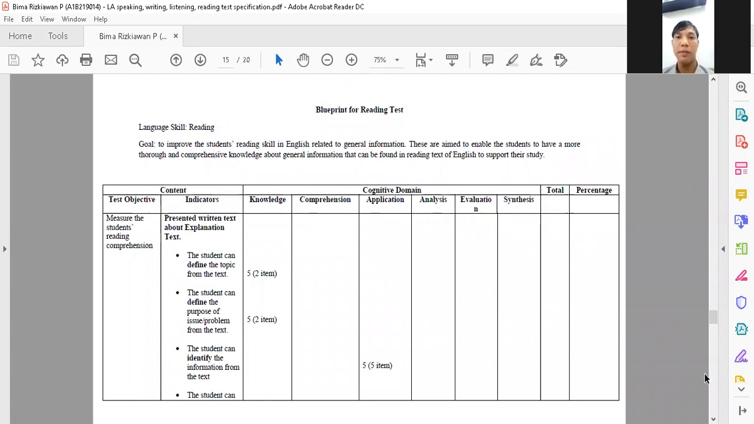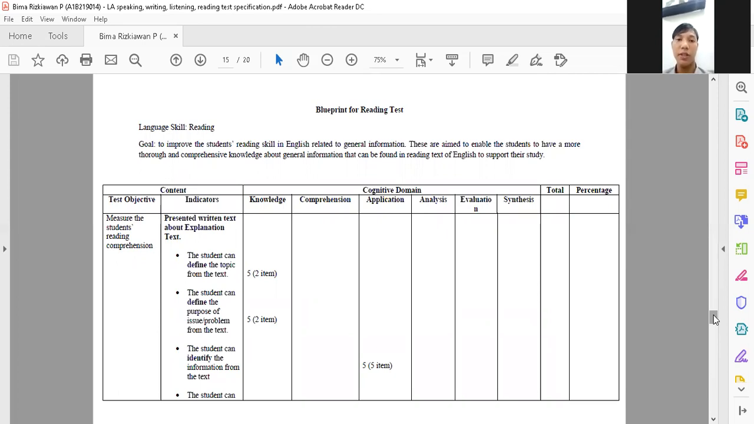This is the blueprint for the reading test. The goal: to improve students' reading skill in English related to general information. These are aimed to enable the student to have a more thorough and comprehensive knowledge about the general information that can be found in reading text of English to support their study. The test objective is to measure the students' reading comprehension, and the indicators present written text about place, an explanation text.